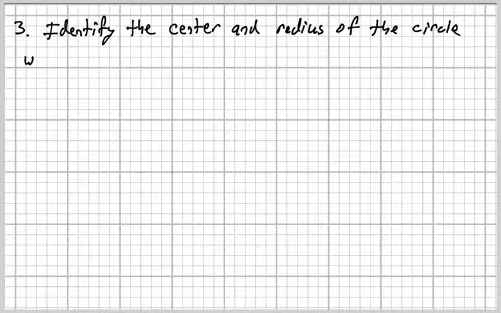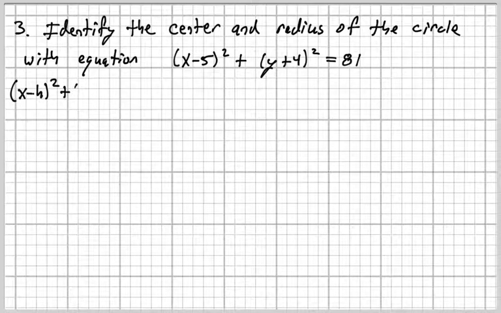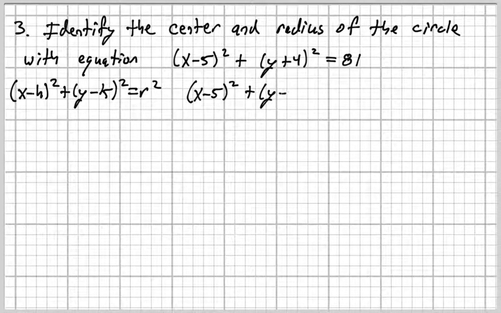So we're going to identify the center and radius of the circle with equations. So this time they come up with the equation x minus 5 squared plus y plus 4 squared is equal to 81. So the standard form of equation of a circle is x minus h quantity squared plus y minus k quantity squared equals r squared. So we have x minus 5 quantity squared and then y minus negative 4 quantity squared is equal to 9 squared. So we got it all matched up there, perfect.